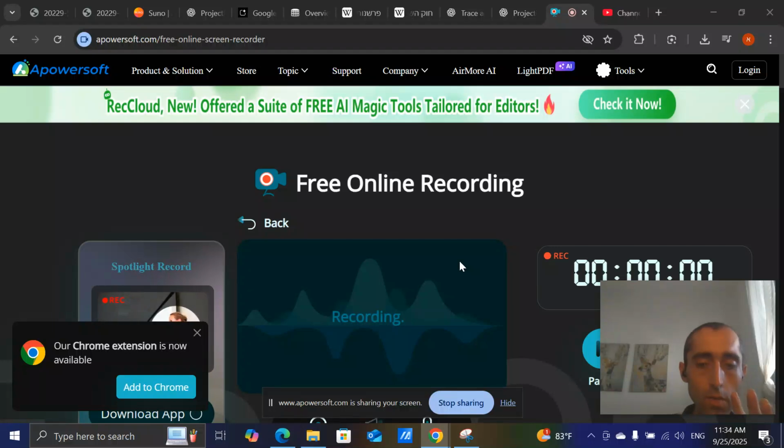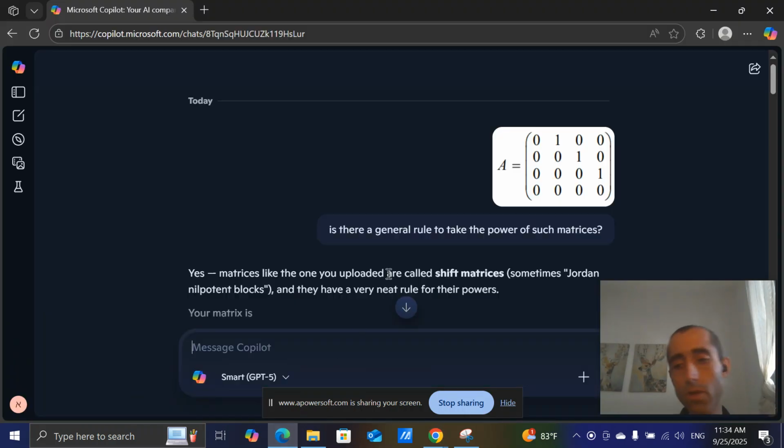Okay, so let's talk about shift matrices in relation to their nilpotent index and a little bit about them. So what is a shift matrix? A shift matrix is a matrix like this. It has ones on the first superdiagonal, or the second superdiagonal, and everything else is zero.